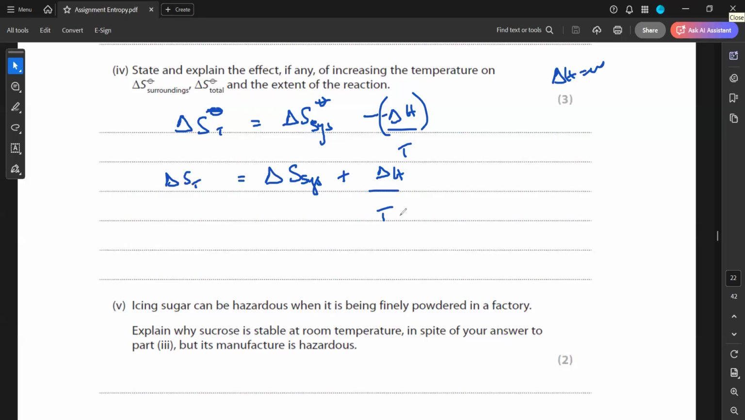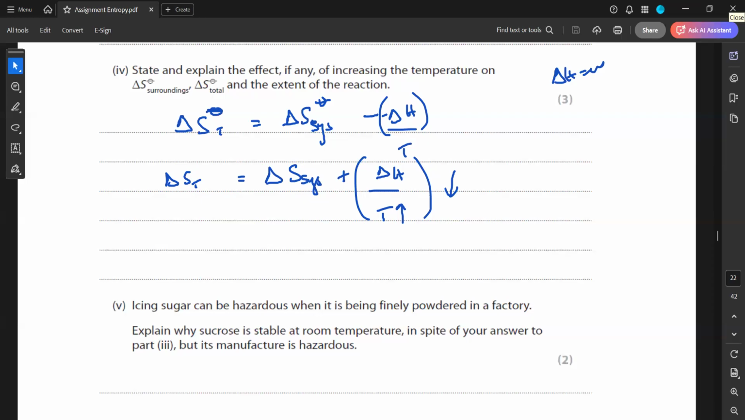Now, if I'm increasing the temperature, I'm increasing this factor. So what will happen to the entropy of the surroundings? Because delta H value is fixed, temperature is increasing, so the entropy of the surroundings will decrease. Because the entropy of the surroundings is minus delta H over T. So if the T value is increasing, the entropy change of the surroundings will decrease. And as the entropy change of the surroundings decreases, total entropy is the system plus the surroundings, so the total entropy will also decrease in this case.